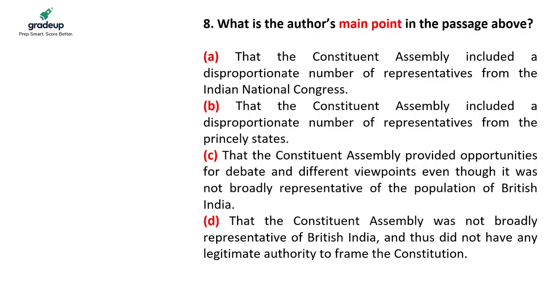Now, what is the main point in that passage about? Now, this is about the Constituent Assembly. Okay, a body called Constituent Assembly, which though was not representative of the entire British India, was still able to discuss matters which were in the best interest of everybody. Okay, that is the main point.